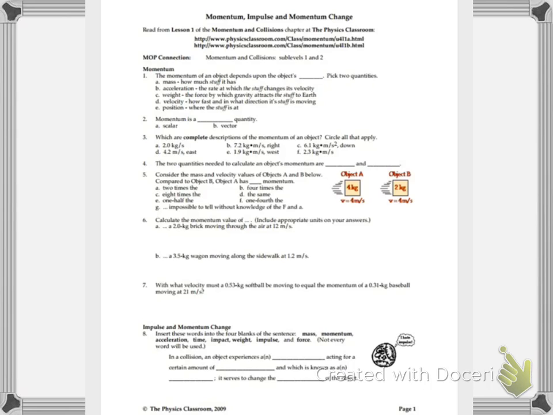So number one, momentum of an object depends on the object's mass and the object's velocity. Because momentum is defined as mass in motion, so it is your mass times your velocity. And momentum is a vector. And we know it's a vector because whenever I draw these little arrows above a letter, that means a vector. Vectors mean that it has direction and magnitude. So knowing that we have direction and magnitude here, we need some complete descriptions of an object's momentum.